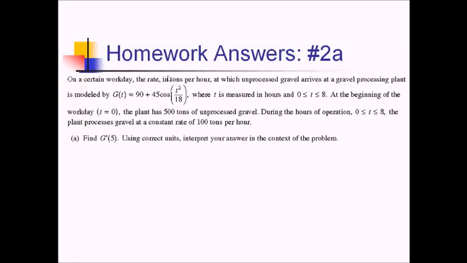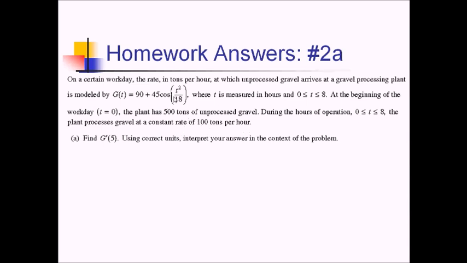For this problem, on a certain workday, the rate in tons per hour at which unprocessed gravel comes to a gravel plant is modeled by this g of t function. So this is the rate at which gravel is coming in. And this happens between times 0 and 8. Now, at the beginning of the workday, our plant has 500 tons of gravel, and during the hours of operation, we're processing the gravel at a constant rate of 100 tons per hour.